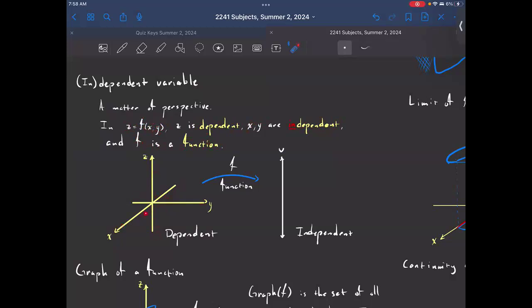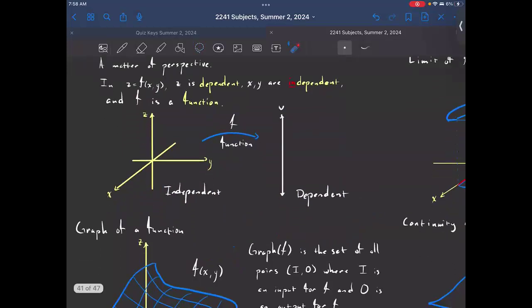Okay, so here are our dependent variables, and that's backwards. These are supposed to be the independent variables. So the independent variables are on the left side with the inputs, and the dependent variables are the outputs. And the function itself is this arrow.